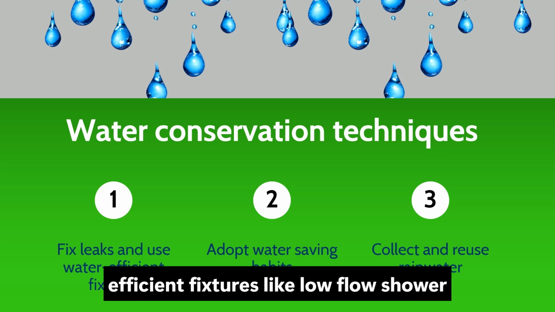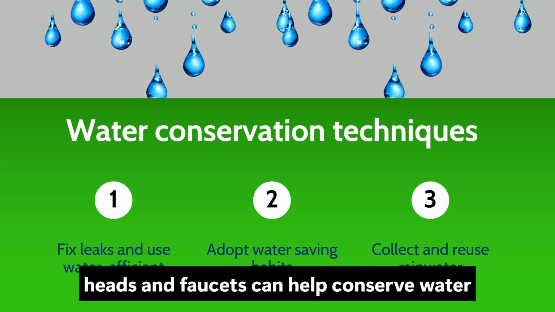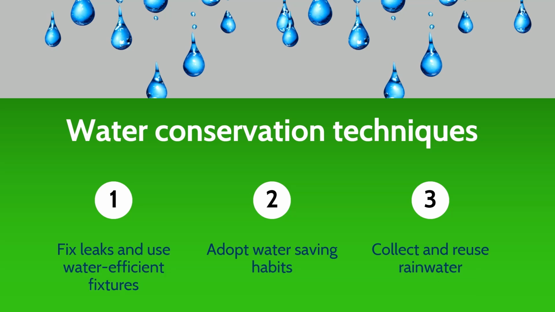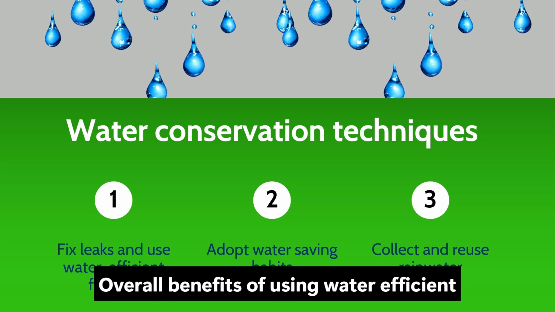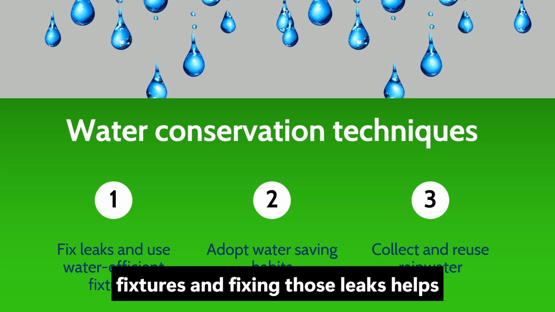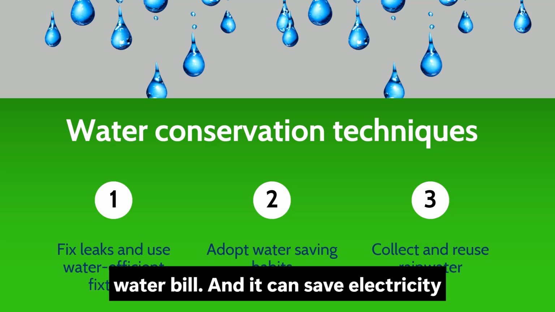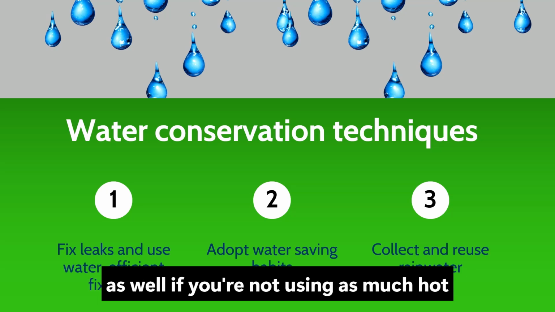Installing water-efficient fixtures like low-flow shower heads and faucets can help conserve water without sacrificing performance. Overall benefits of using water-efficient fixtures and fixing those leaks helps conserve the environment and lowers your water bill. And it can save electricity as well if you're not using as much hot water.